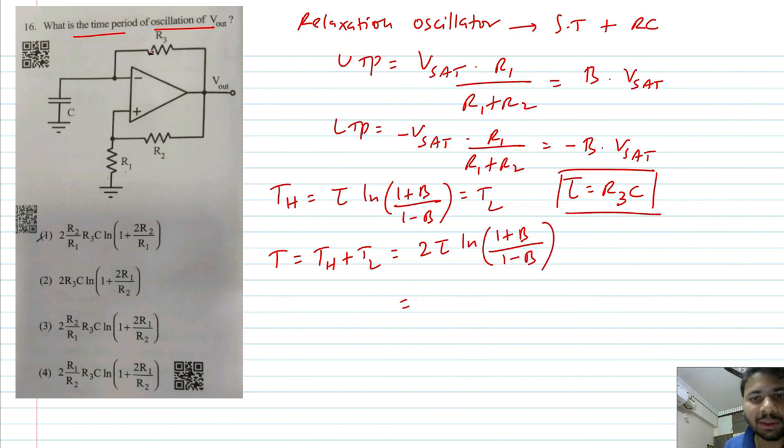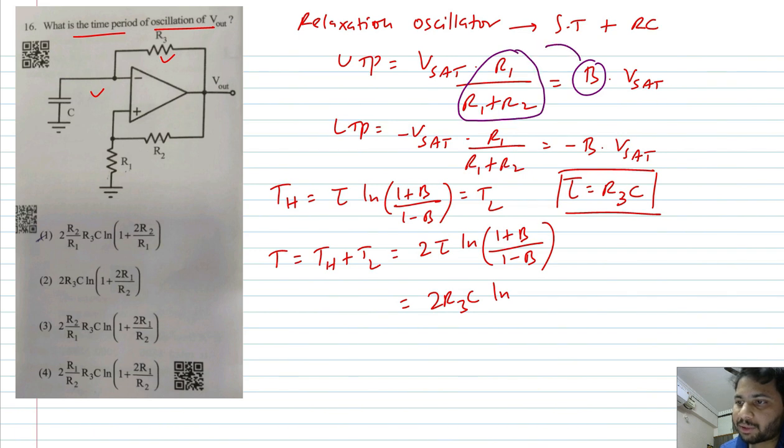So what is tau? It is R3C. So 2 times R3C times ln 1 plus B by 1 minus B. Anyway, let us get the value of 1 plus B by 1 minus B. So what is B? B is R1 by R1 plus R2. So what is 1 plus B? 1 plus B must be (2R1 plus R2) by (R1 plus R2).